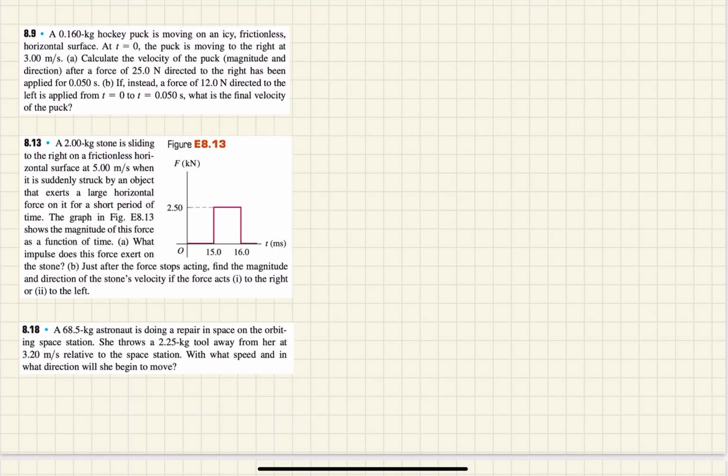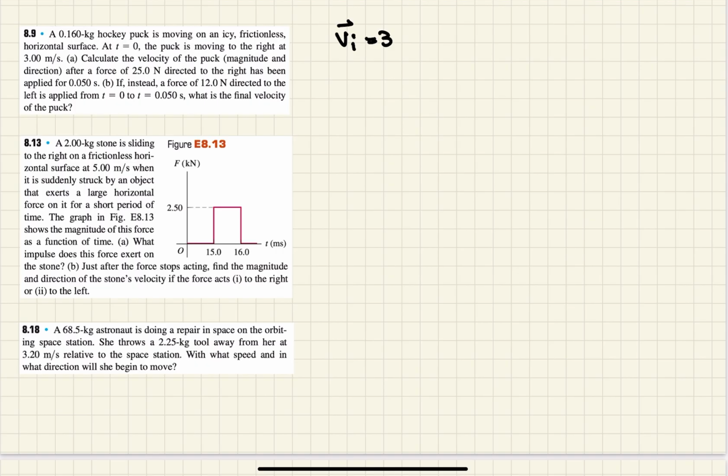Okay, first one here. This is just a simple problem about impulse and momentum. It basically says you have a hockey puck moving on an icy, frictionless horizontal surface. That's always good to know. That means there is no net external force. Friction would have been an external force. In this case, there is none. At t equals 0, the puck is moving to the right at 3 meters per second. So v initial is equal to 3 meters per second.